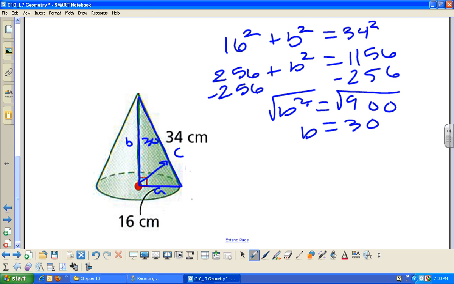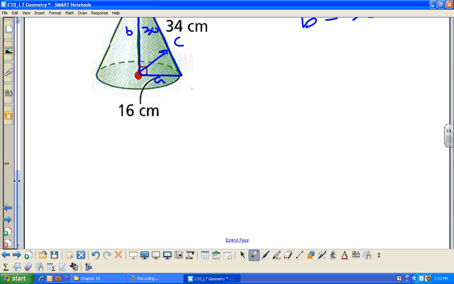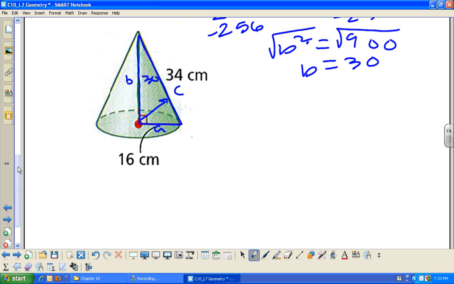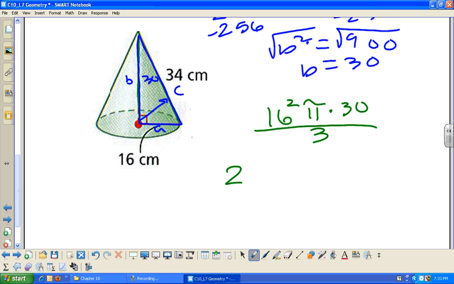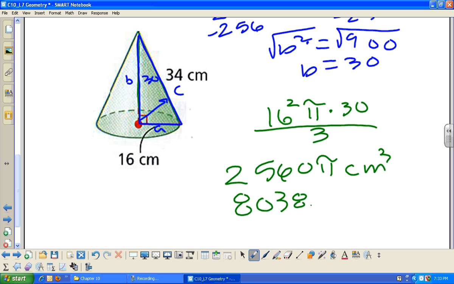So now when I find the volume of this, my radius is 16, so I have 16 squared times pi, that's the area of the circle, multiplied by the height of the cone, which is 30, and divide this whole thing by 3, which is 2,560 pi centimeters cubed, or 8,038.4 centimeters cubed.